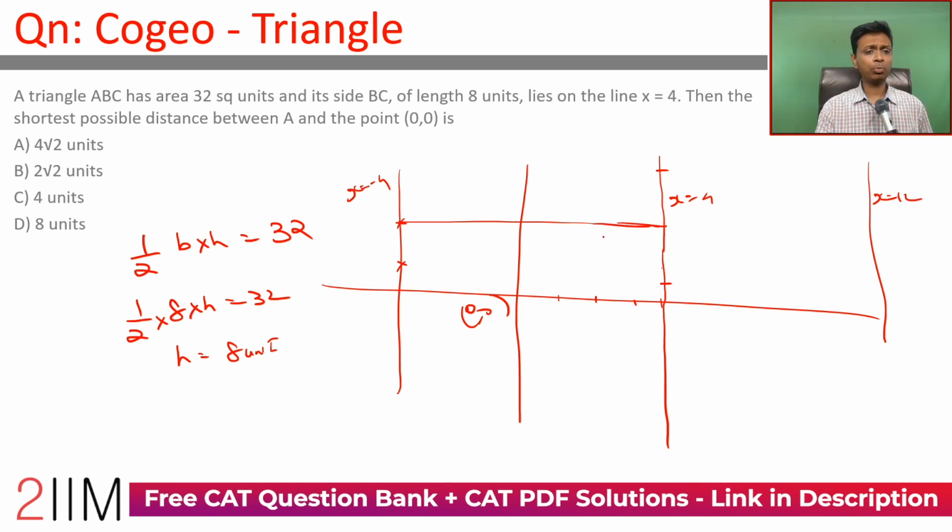The shortest possible distance between A and the point 0, 0. This is the point 0, 0. A can lie anywhere here or anywhere here. So the shortest possible distance, A should be here on this line. This distance is 4 units. A should be minus 4, 0. B and C could be any 2 points such that the distance is 8 units lying on the line x equal to 4. And a very simple question, once you get a reasonable sense of the diagram, and choose the base to be BC.